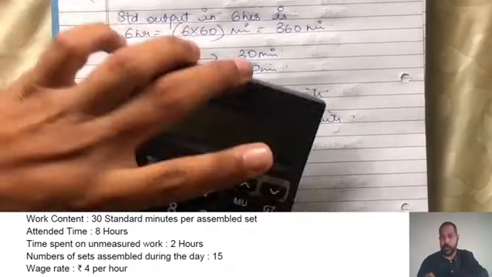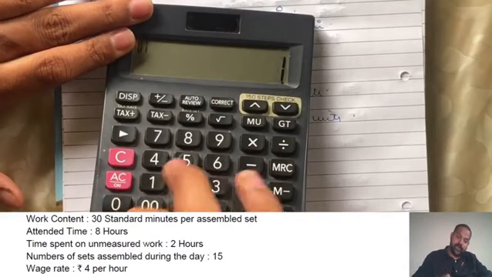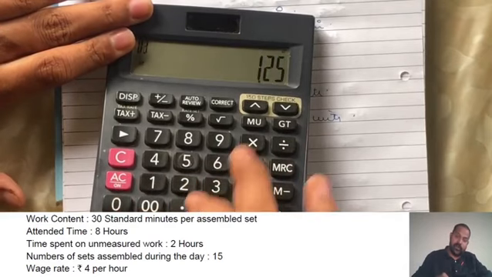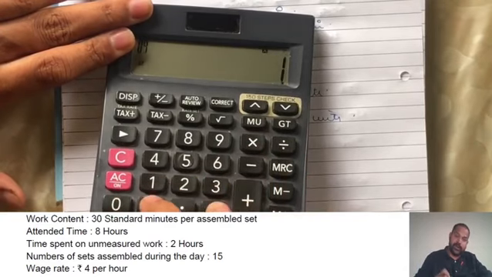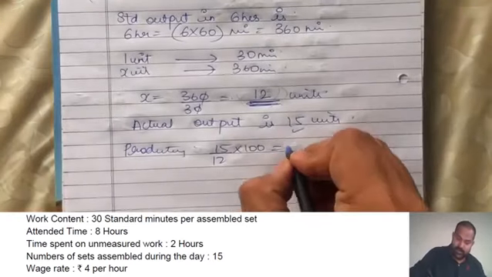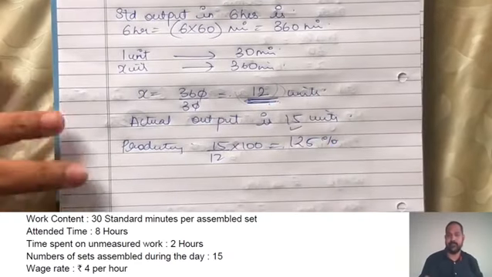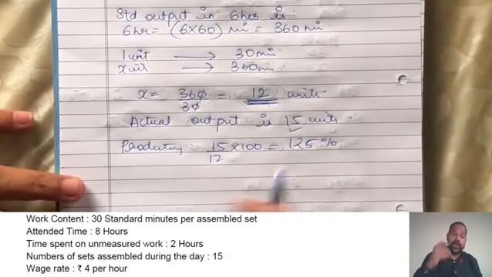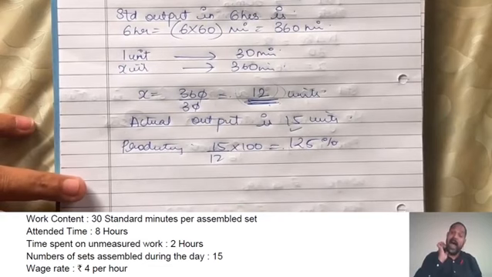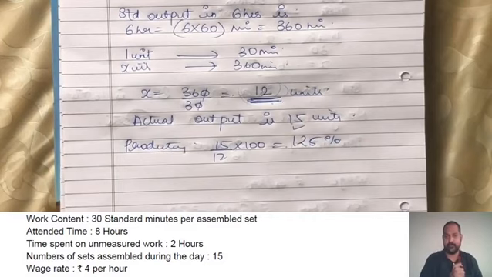What is 15 upon 12 into 100? 15 divided by 12 into 100 is 125%, which is 125% productive. If you are 125% productive, I will pay you 25% extra. And this is what I would usually do.